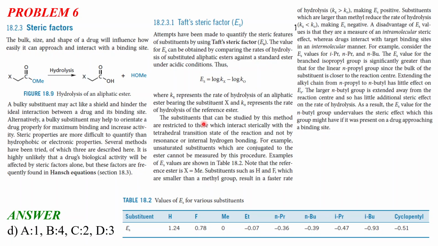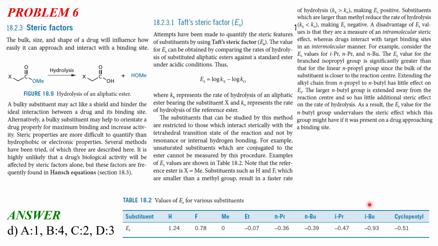Okay. So this is all about the Taft equation, and these are the values. Very few values are given. If possible, try to remember a few values, like for methyl, hydride, fluoride. These values are important, and other groups which are bulkier than methyl will all have a negative value. So the bulkier the group is, the more negative the value will be.